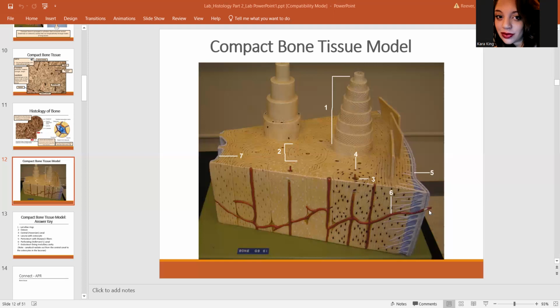Which one's the central? Number 4. Okay, the ones that go up and down. Oh, I'm sorry, number 3. Number 3 is pointing to the canal, and 4 is pointing to the osteocyte. It's okay. Yeah, so central canal is 3. If you need to look it up, you can. I'm looking it up too, to make sure I'm identifying it right.